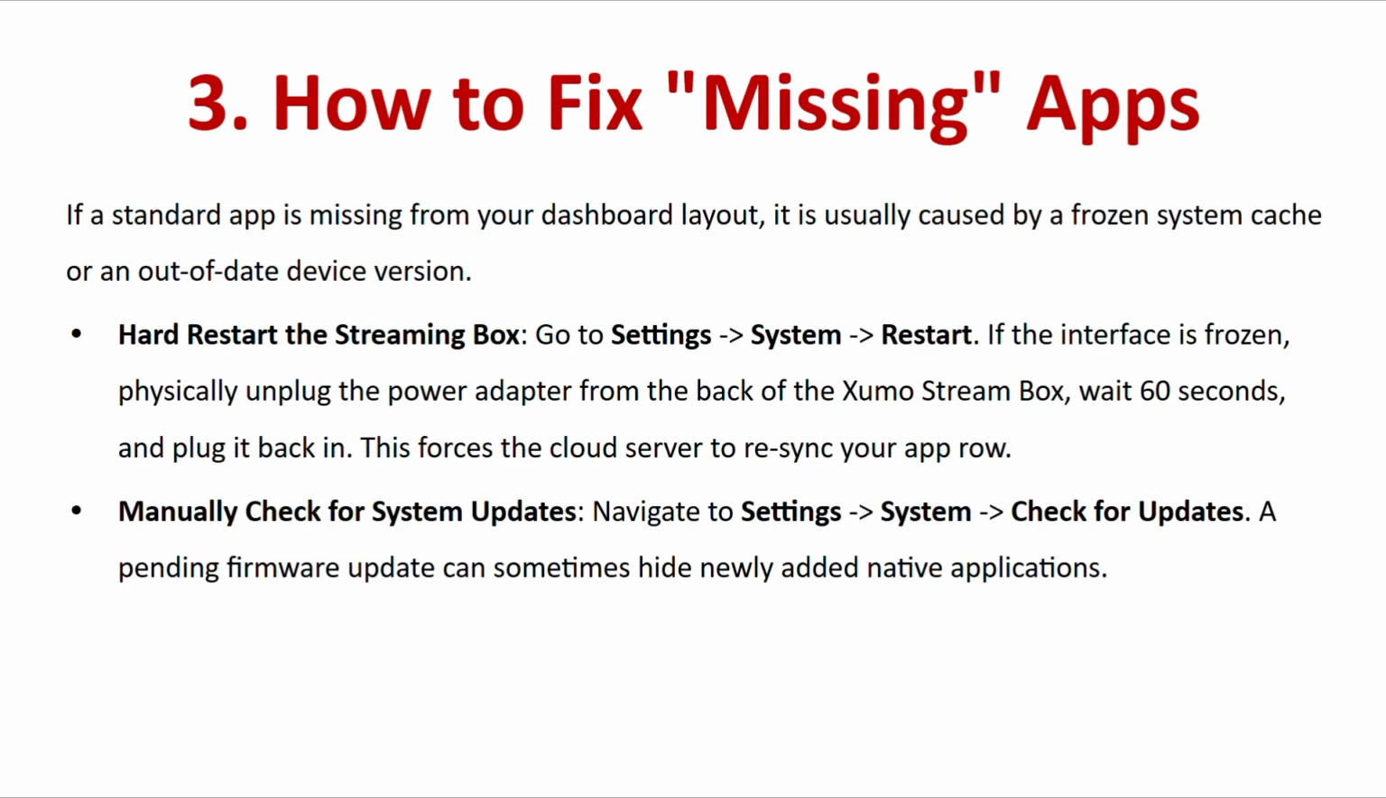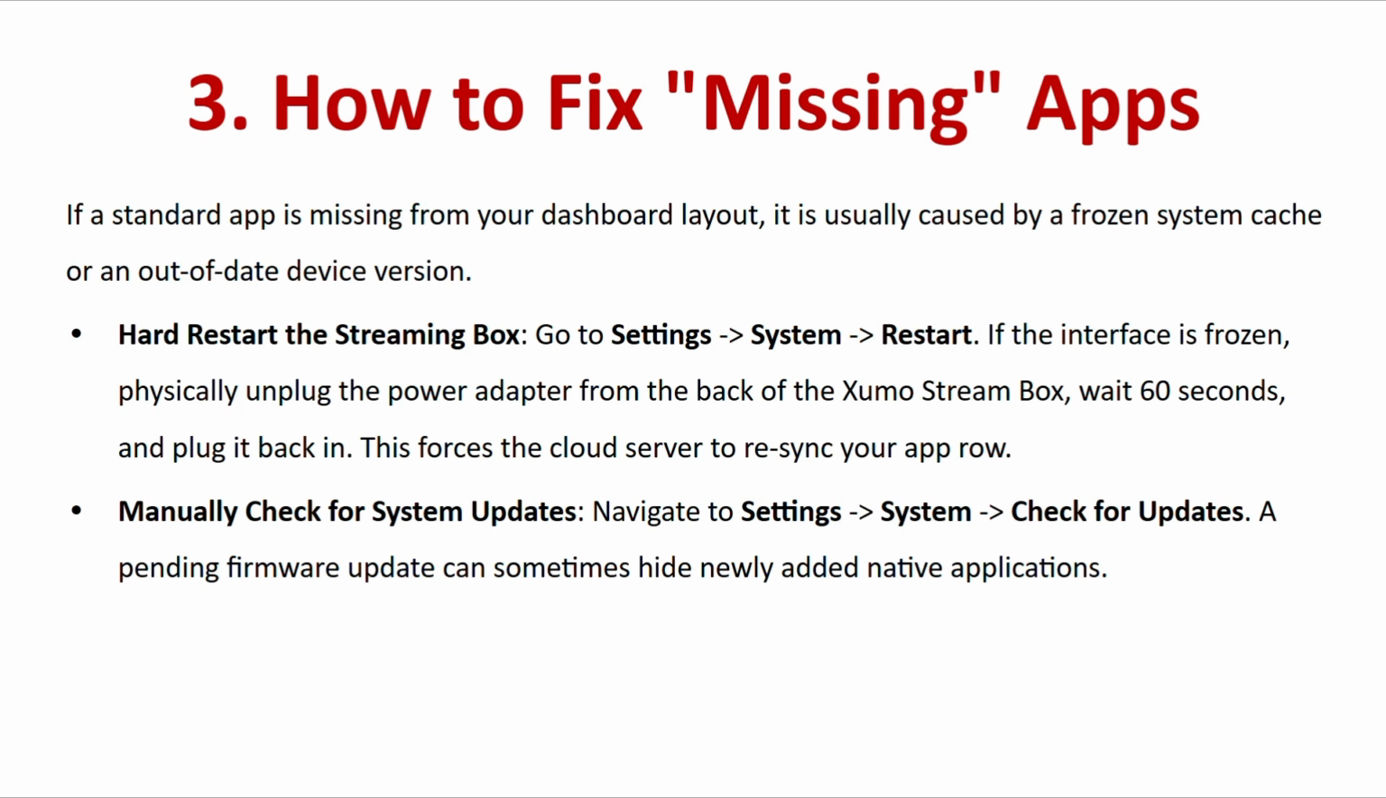Next, how to fix missing apps. First, hard reset the streaming box. Simply go to Settings, in it, go to System, find Restart and tap on it. Now, if the interface is frozen, physically unplug the power adapter from the back of the Xumo Stream box and wait for 60 seconds. Then after 60 seconds, plug it back in, as this forces the cloud server to resync your app row.